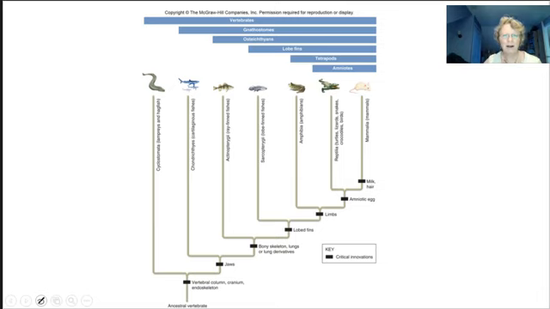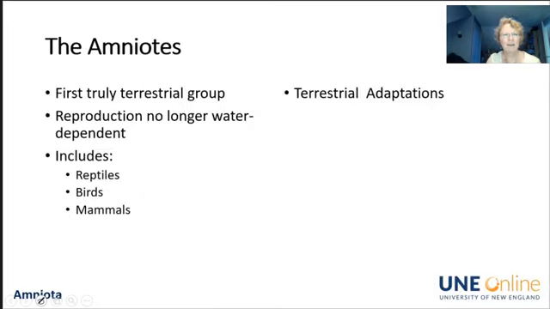And then back to our diagram. So we have the limbs, we talked about the amphibians, and now we have the development of the amniotic egg, which changed the playing field completely. So the amniotes, all the organisms that are characterized by having an amniotic egg, are our first truly terrestrial group. Reproduction is no longer water dependent. And the amniotes include all the reptiles, all the birds, and all the mammals.